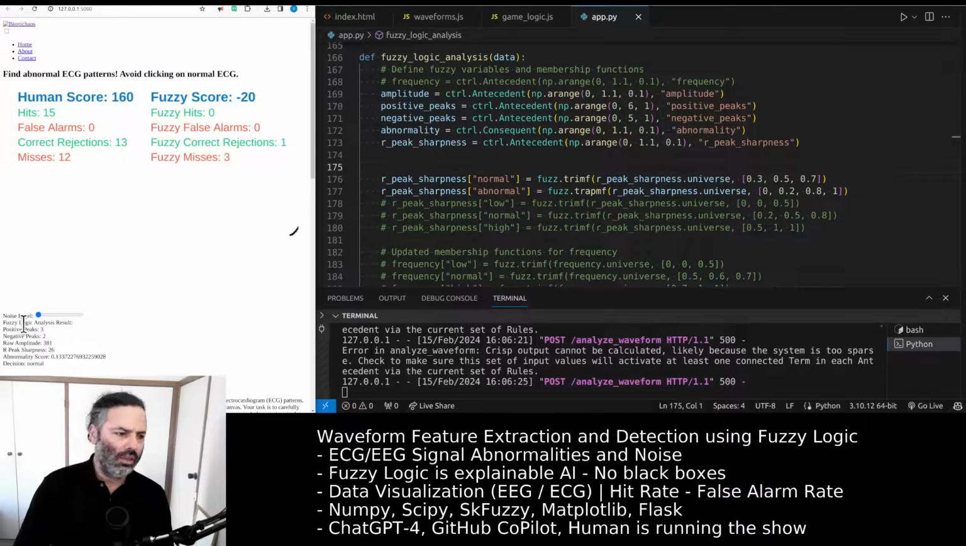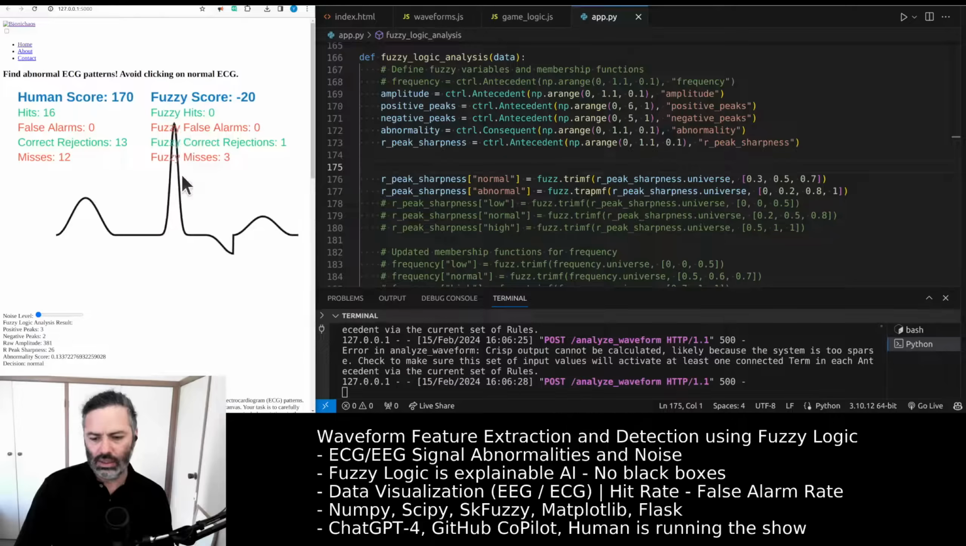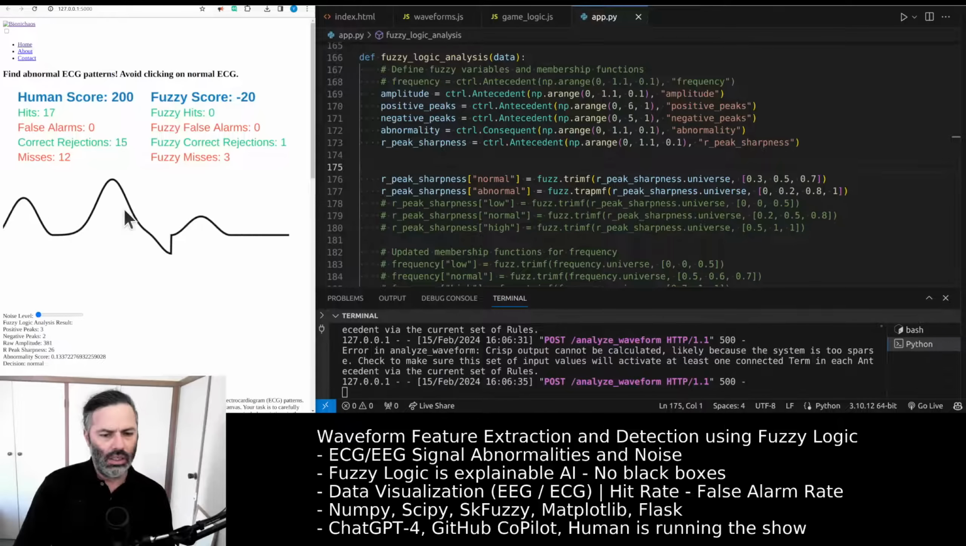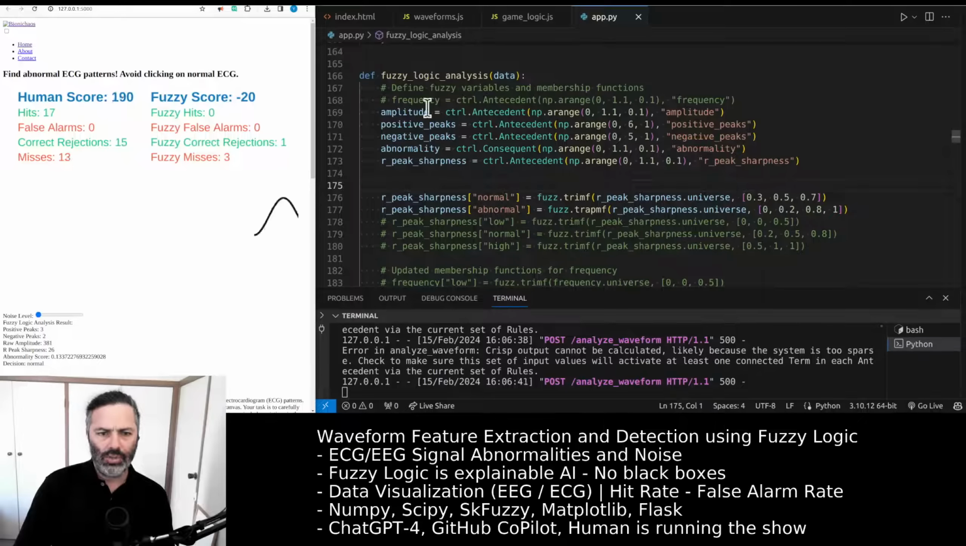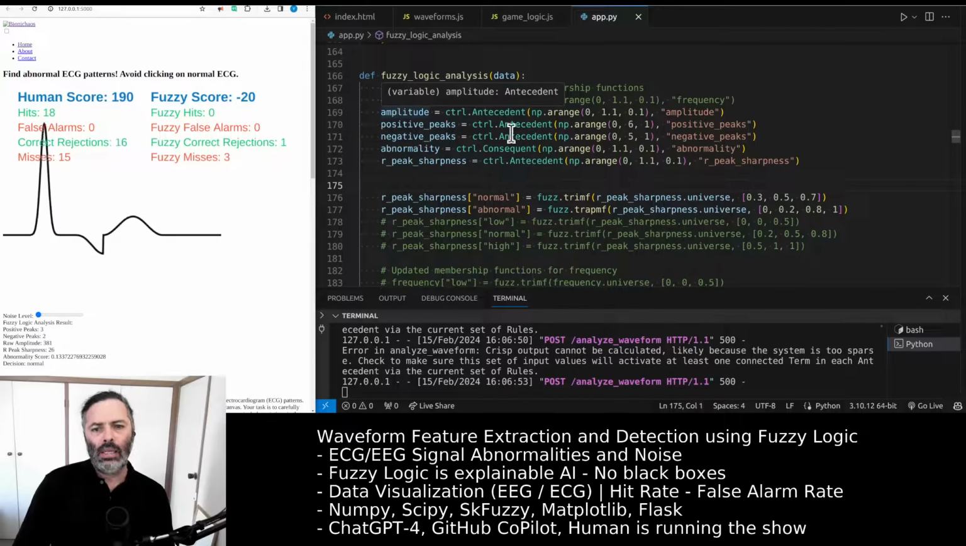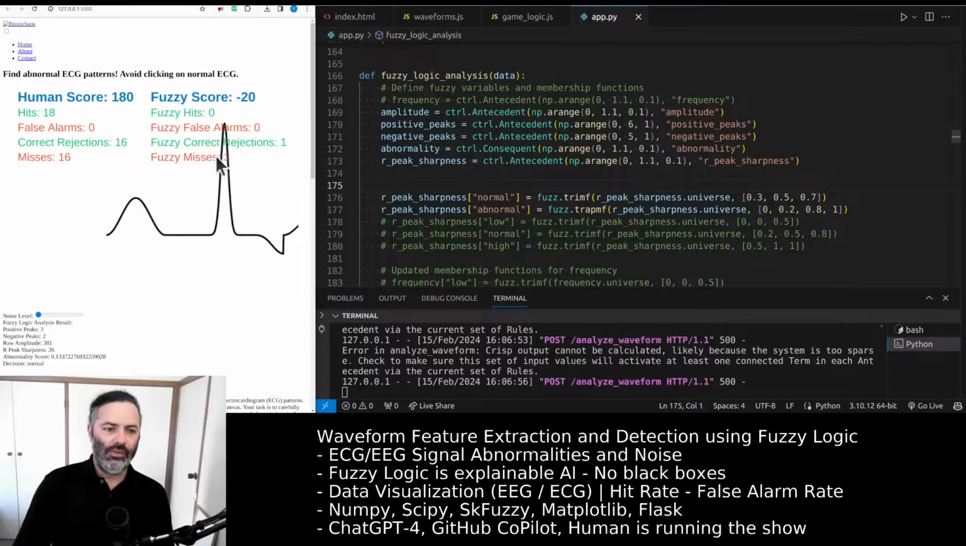Now, it's currently not doing very well, as you can see. That's because we just changed that earlier today. We removed one of the features that we were looking at. So we were looking at frequency, amplitude, and peaks, positive and negative peaks. And the abnormality score down the bottom here is the output of the fuzzy logic system. We decided to get rid of frequency.